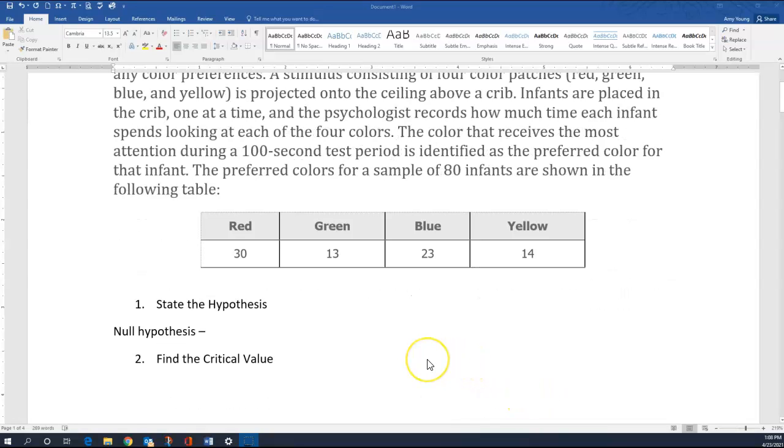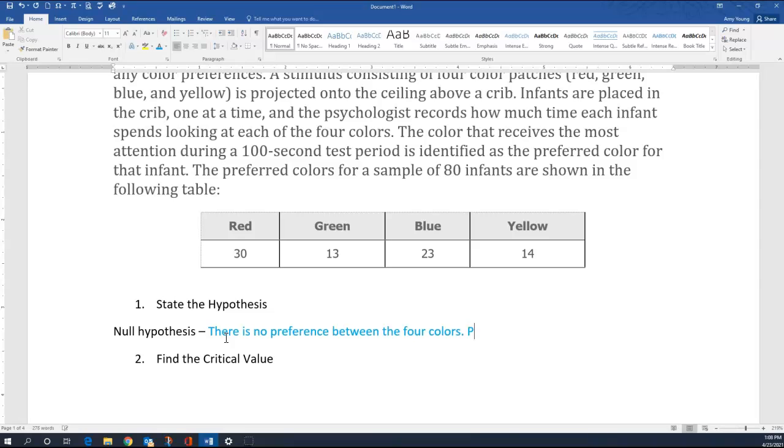So what we're going to do is go through the steps of a hypothesis test for a chi-square. The very first thing we're going to talk about is our null hypothesis. I'm going to change my color here. I'm going to write everything in this blue. So our null hypothesis is that there is no preference between the 4 colors.